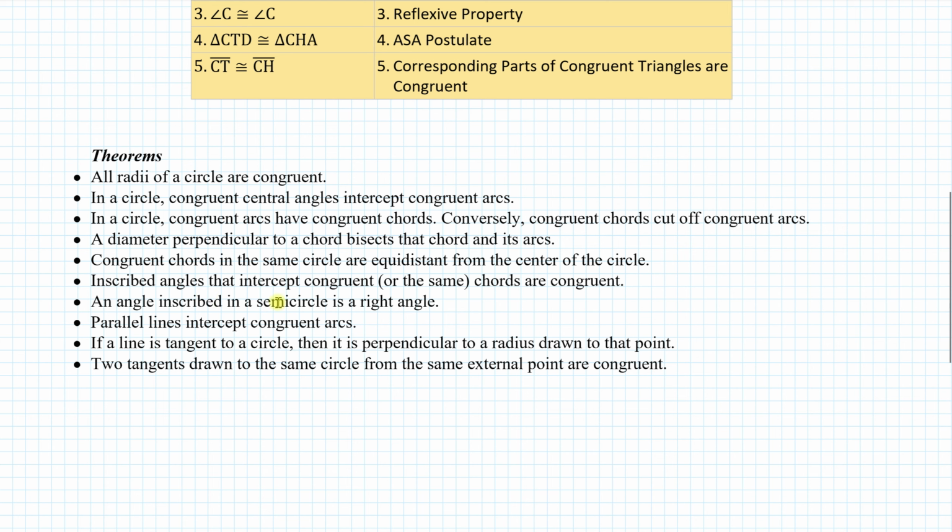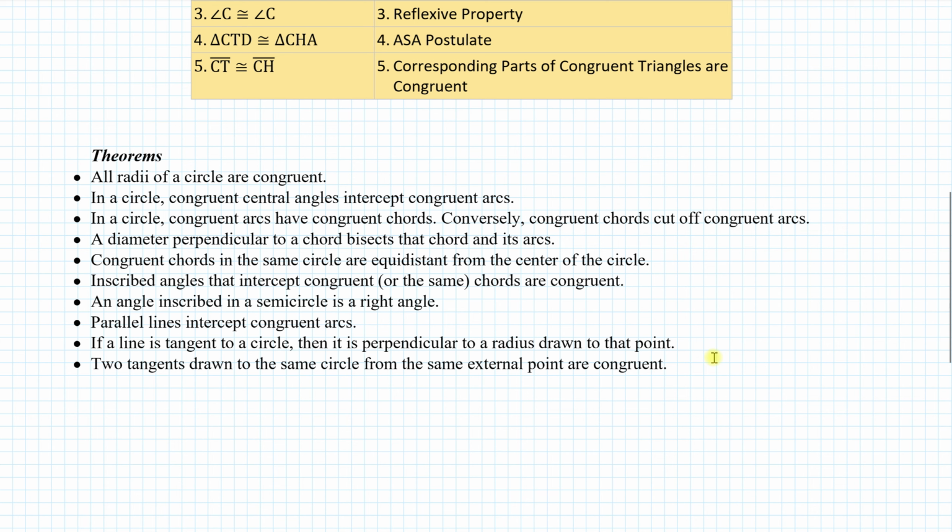An angle inscribed in a semicircle is a right angle, also known as Thales theorem. Parallel lines intersect congruent arcs. If a line is tangent to a circle, then it is perpendicular to a radius drawn to that point. Two tangents drawn to the same circle from the same external point are congruent.